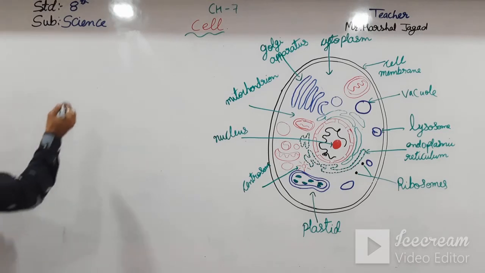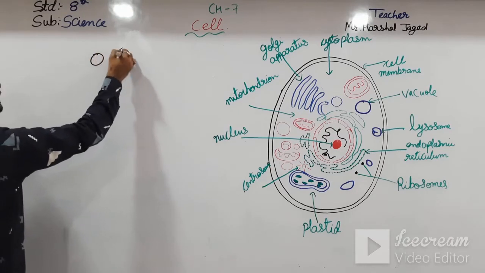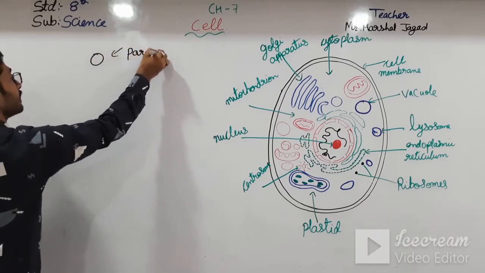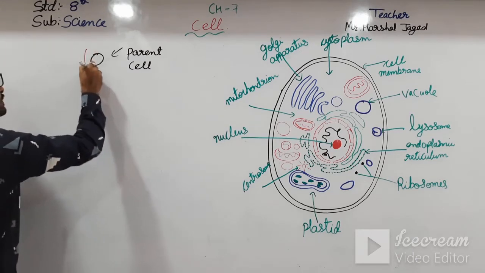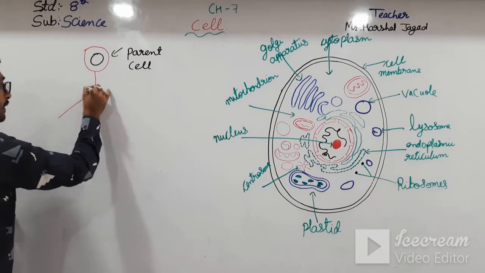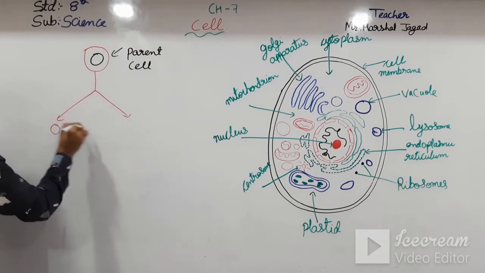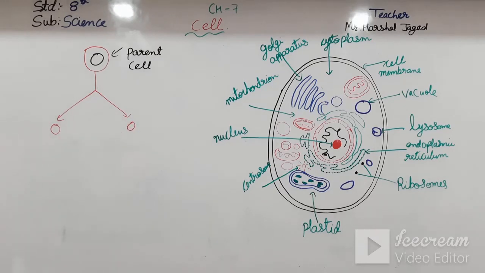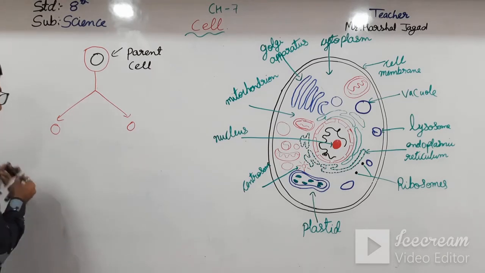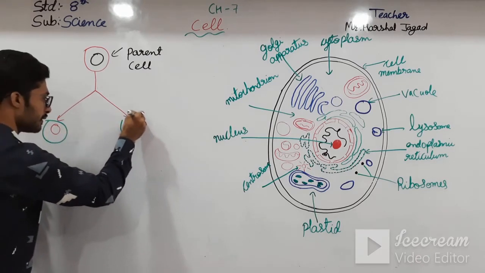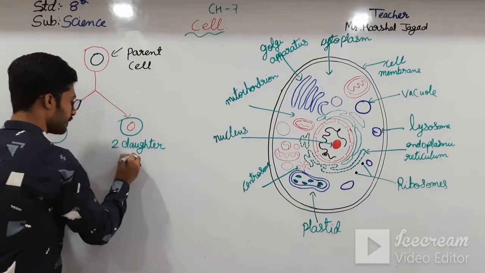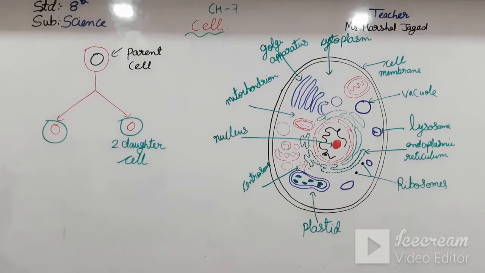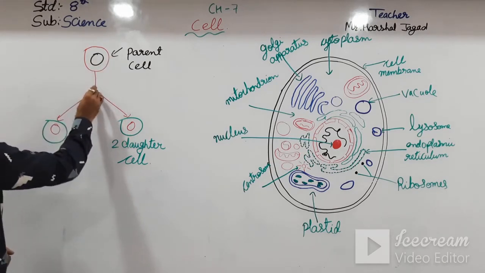So students, this is a parent cell. When its size becomes big, then further it divides into two parts. These are known as two daughter cells. Okay students, this is the division of one cell into two cells.